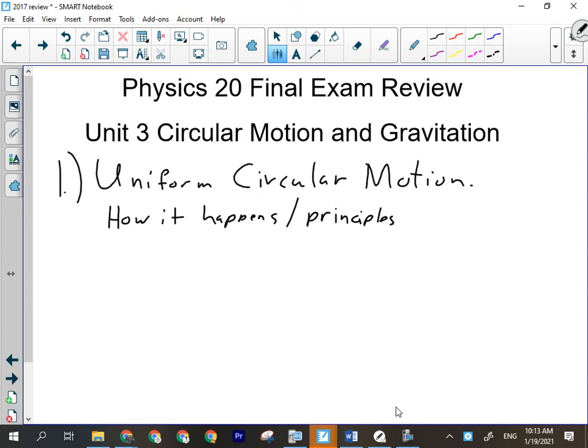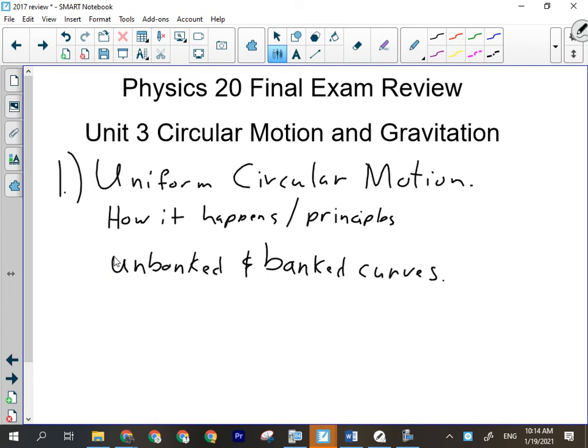Now, our examples of uniform circular motion that we talked about most were unbanked and banked curves. Could you expect a problem on your final exam about either of those? Yeah, either, maybe both, but certainly either.